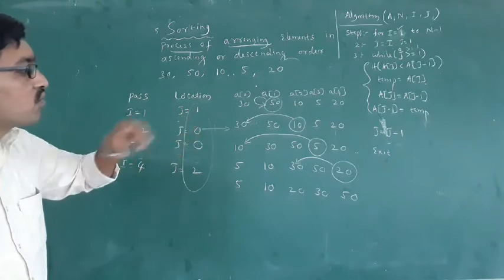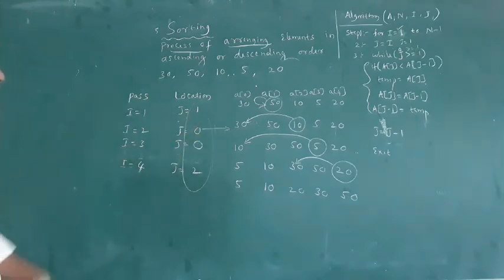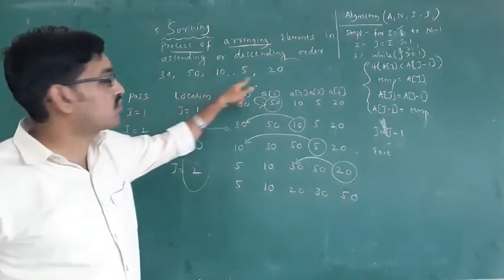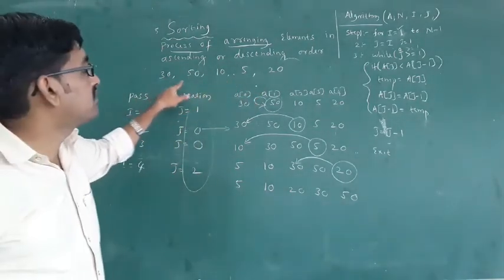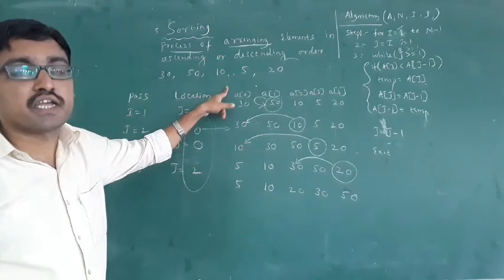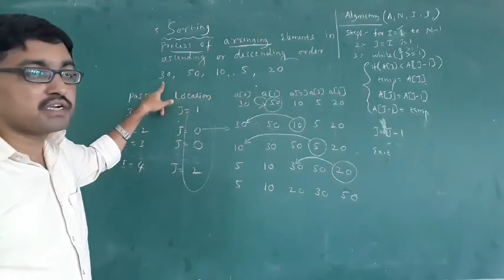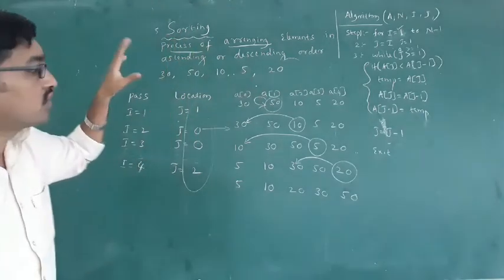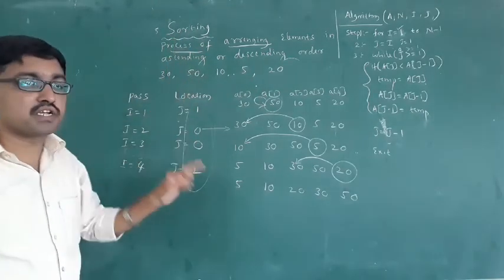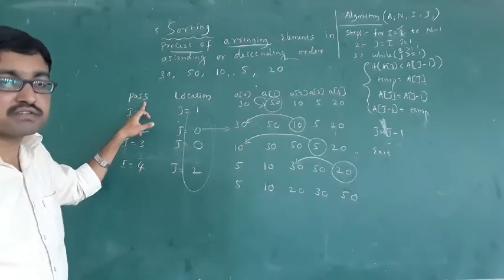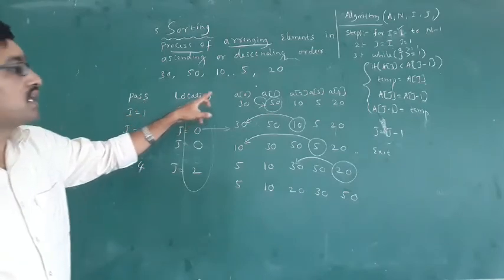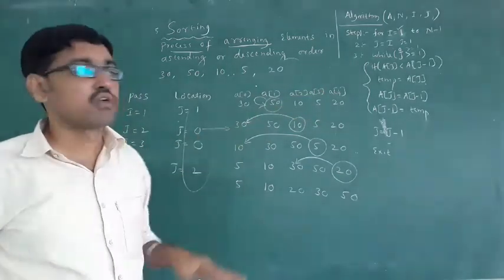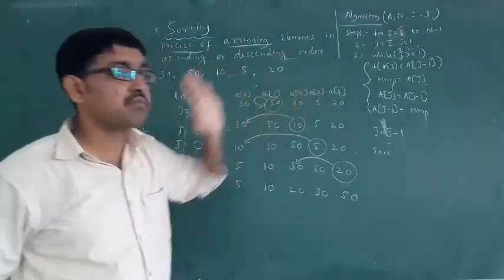Okay, this is how to solve the problem. See, first once again I will tell this problem. If they give a question like this: sort these elements in the array. Okay, they have given 5 elements: 30, 50, 10, 5, 20. These elements you have to sort. Then how to sort? First you have to write a pass, then location, then how many elements, a of 0, a of 1, a of 2, a of 3, a of 4. Then here you have to write the elements.